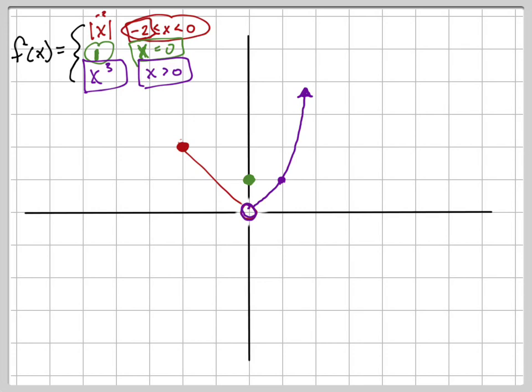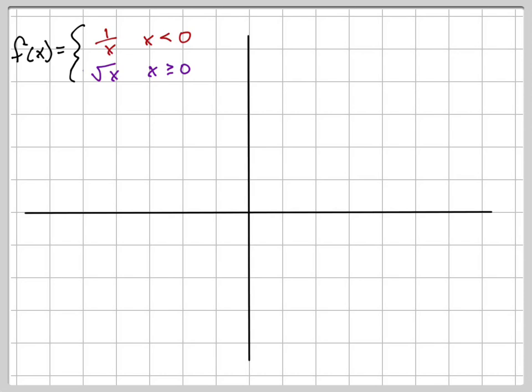Let's try another one. So here's another one that you'll see. This is a little bit different. So first of all, notice that this is a rational function, the red one, and it's only defined when x is less than 0. So it's anything left of the y-axis. And so what you could do is you could just start plugging in points kind of in your head. Like plug in 0. Are you allowed to plug in 0? No, so that's going to be a vertical asymptote if you remember rational functions.